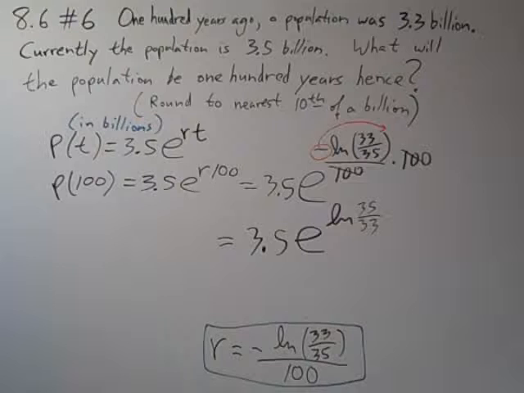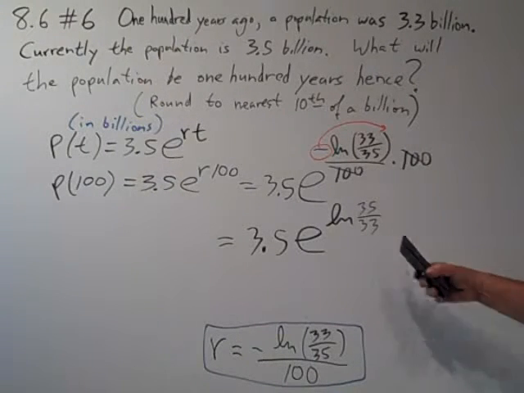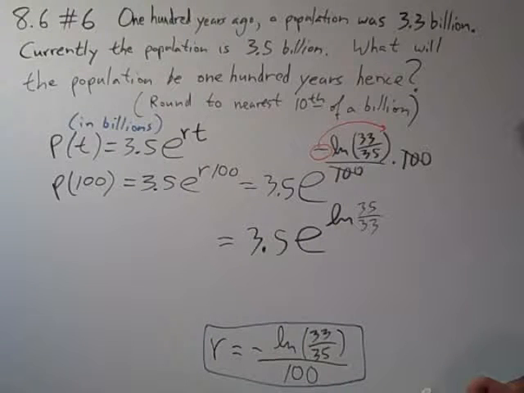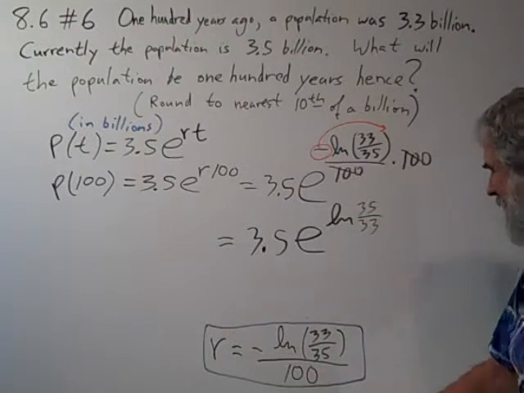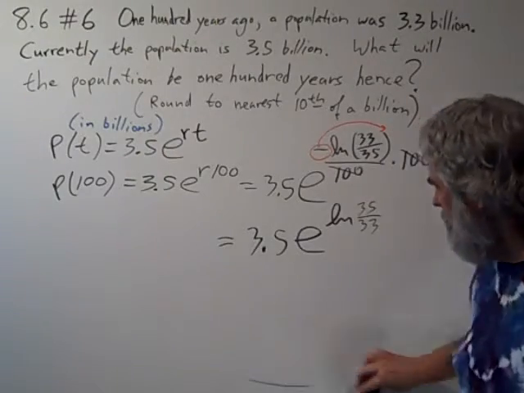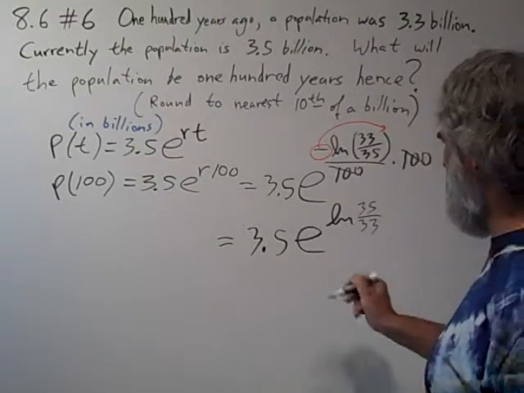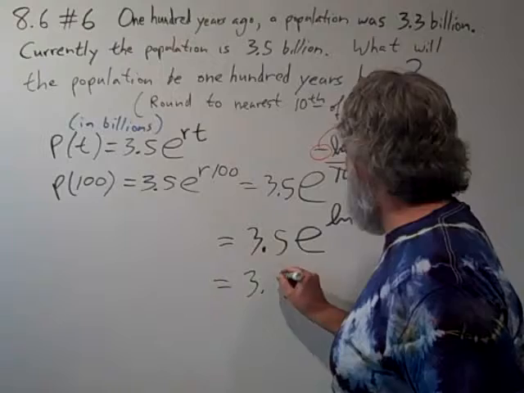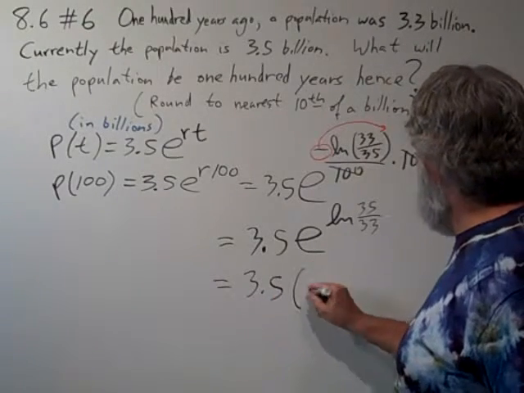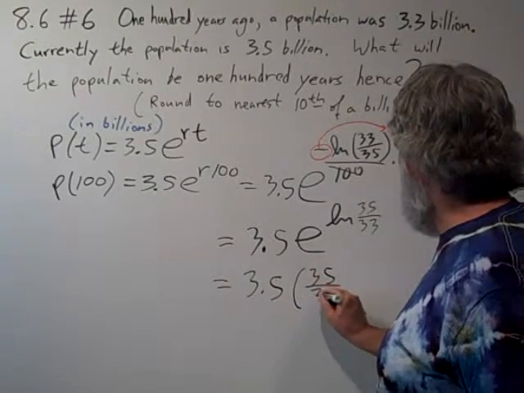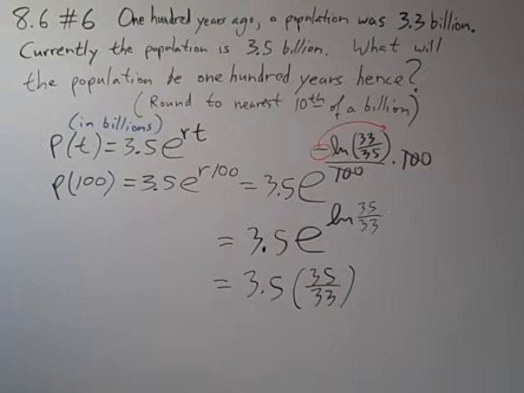So let's calculate this and see what we get. First of all we take 35 divided by 33. Then take the natural log of that. Well, actually, e to the natural log of that is just that. That's the whole point of doing it like this. So it's 3.5 times 35/33. Or you could calculate it, you'd find the same thing.